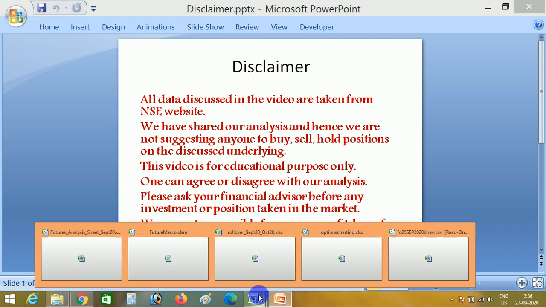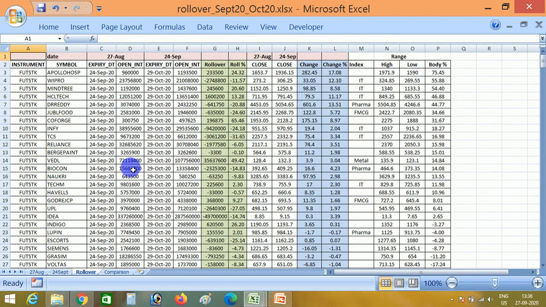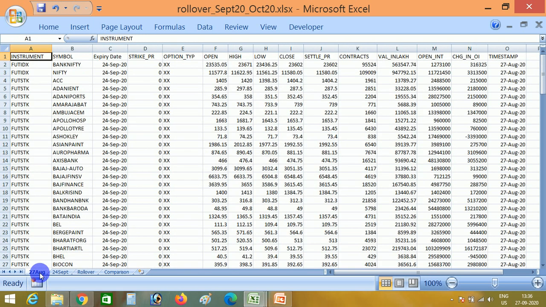First of all, I would like to show you our futures analysis rollover data sheet. The rollover data sheet we prepare at every month end. We have been preparing the sheet for the last 5 months, and we have also compiled the data. So how do we prepare the sheet, and what data do we take to prepare it? First, I'll tell you that.